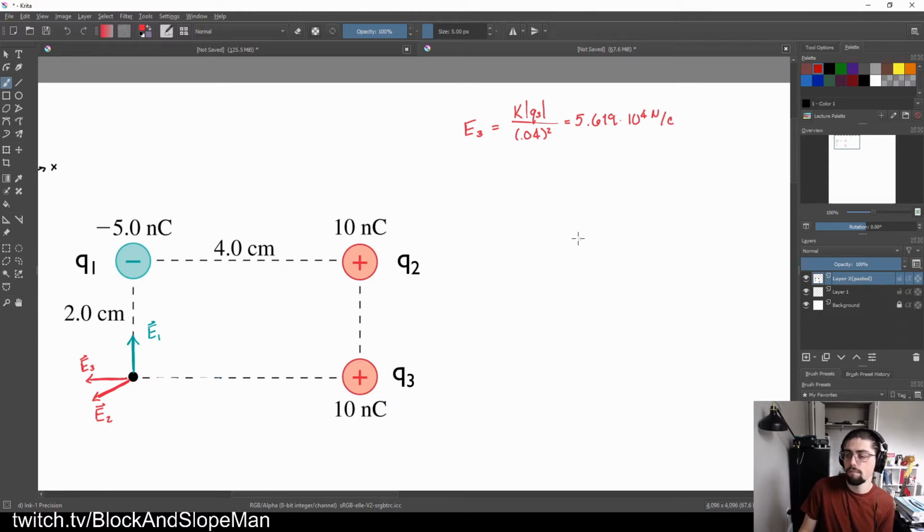newtons per coulomb. That would be fine, but I do want to have what the vector for this should actually be, so what I'll do at the very end is turn it into a vector. I see it as pointing in the negative x direction. If it's pointing in the negative x direction, that means this should be a negative 5.619 times 10 to the 4th, i hat. Perfect, we've got it.